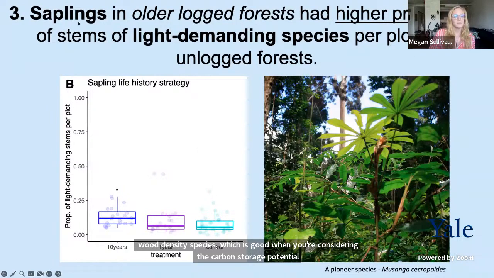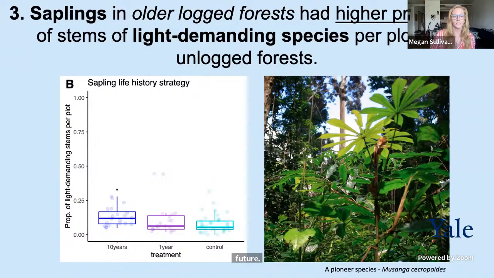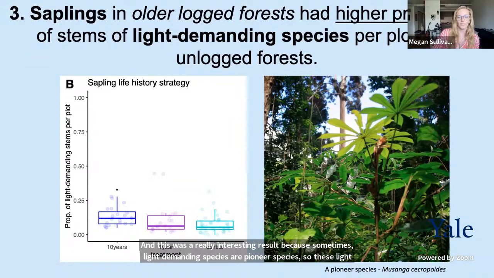Next, we found that saplings in older logged forests here had higher proportions of stems of light-demanding species per plot than in unlogged forests. And this was a really interesting result because sometimes light-demanding species are pioneer species. So these really light-wooded species that grow quickly and also die very quickly. This is one example of such a species called Musanga cecropioides.